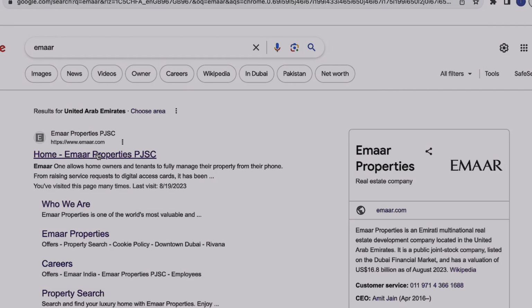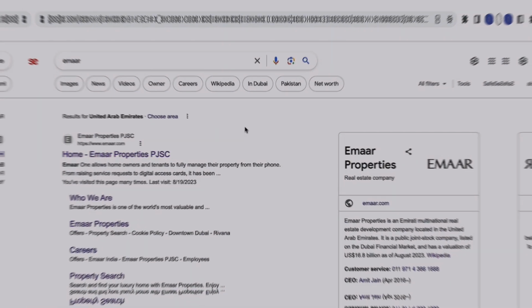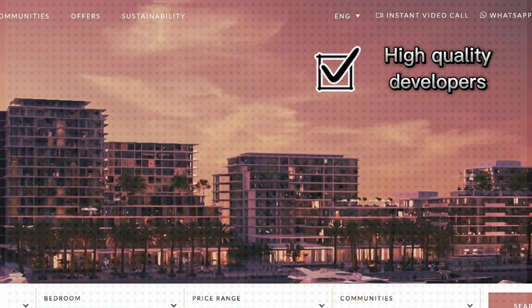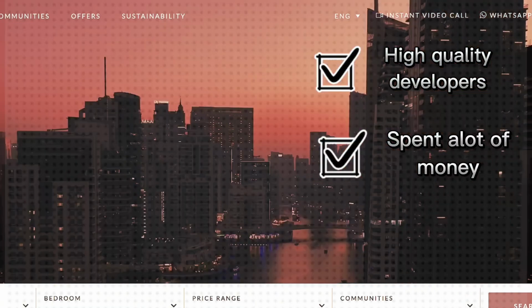Also, that leads me on to my next point very nicely. If you can't visit the property in person, look on their website. So how does a website feel? Does their website feel slick, professional, like they spent a lot of money on it? For example, right now, if you go onto Emaar's website, you can tell straight away they're a high quality developer. They spent a lot of money on their website.